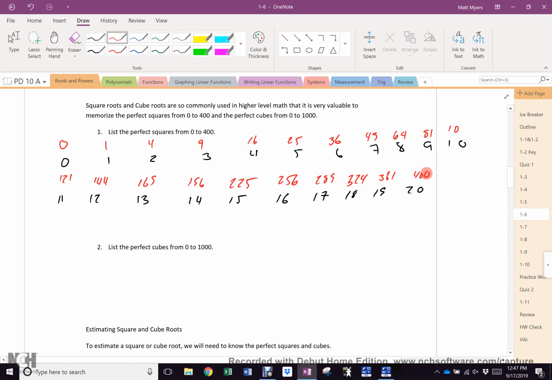Now you should have noticed there's a pattern here. Every perfect square goes up by the next odd number. So 0 plus 1, plus 3 to get 4, plus 5 to get 9, plus 7 to get 16. So this was plus 39. So you already know what the next one is, don't you? It's going to be plus 41, right? So the next one, if we were to continue, would be 441, and that would be 21.